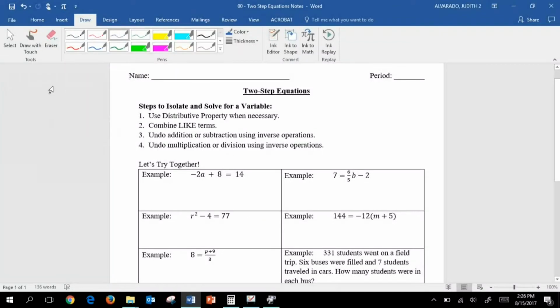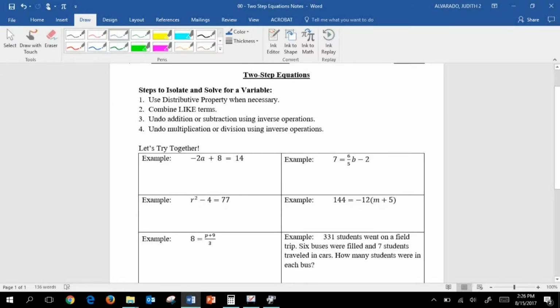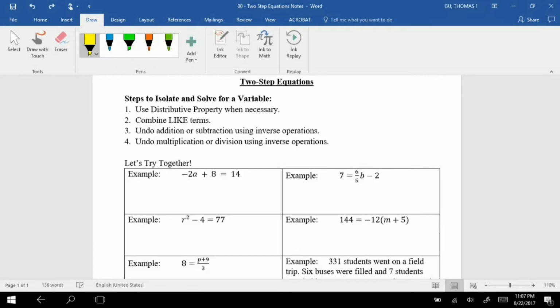Hi guys, today we're going to be working on two-step equations. To isolate and solve for a variable, there are some steps that we have to take. Gotcha guys, fooled you, didn't I?